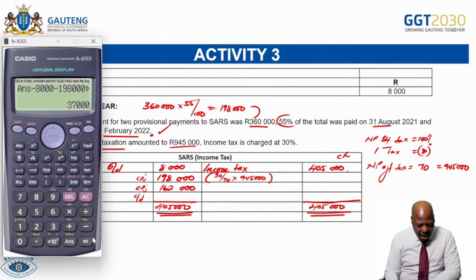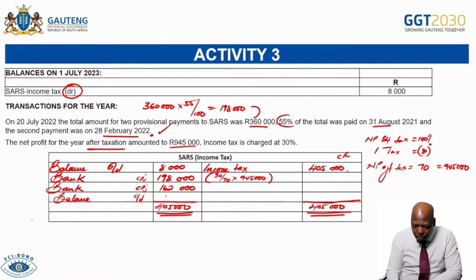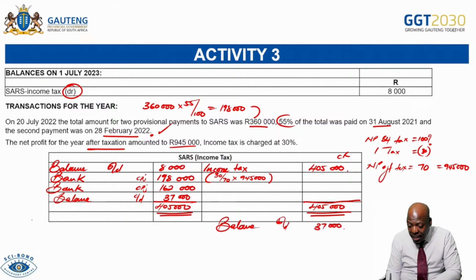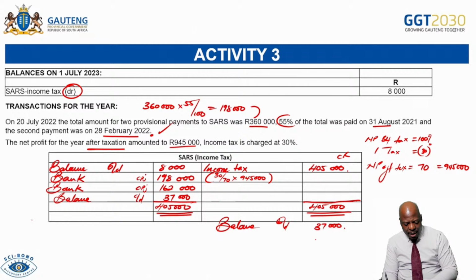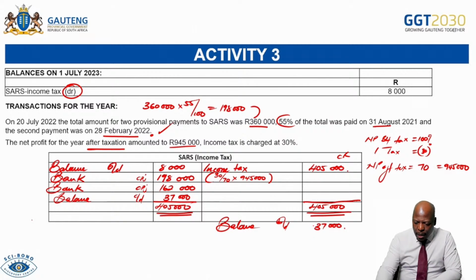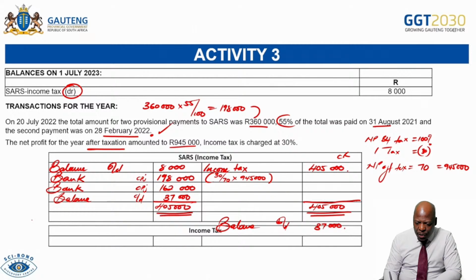So we then remain with 37,000. So here it becomes 37,000 over there. So I come down here now. I'm going to have my balance brought down, which is 37,000 like that. After that, we're going to bring the next ledger account, which is my income tax account.